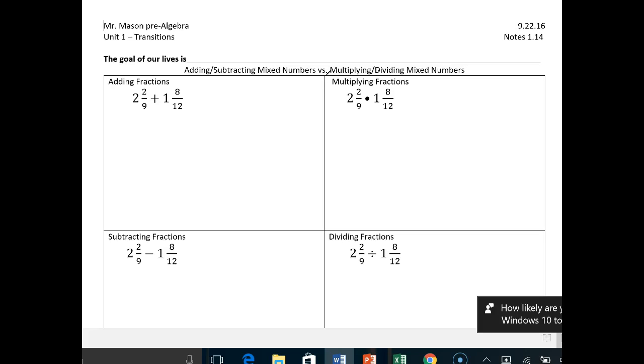So today we're going to work with multiplying and dividing mixed numbers. So just like we learned the difference between adding, subtracting, and multiplying and dividing, we're going to learn the difference between the same thing but with mixed numbers.